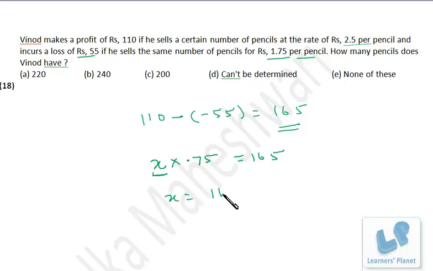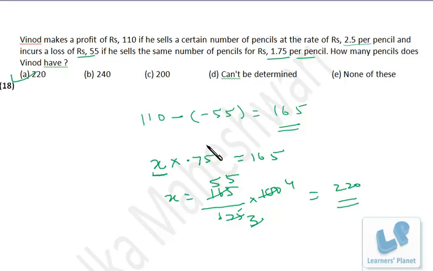So x will be 165 by 0.75, or I can say it's 16500 by 75. 25 3s are 75, 25 4s are 100, 25 5s are 125, right? So it's 220 pencils that will be there.